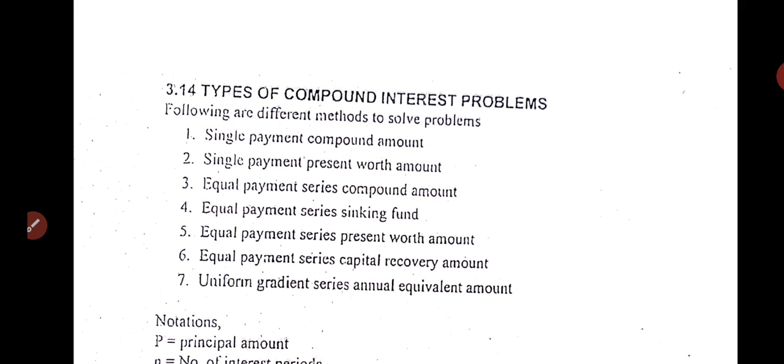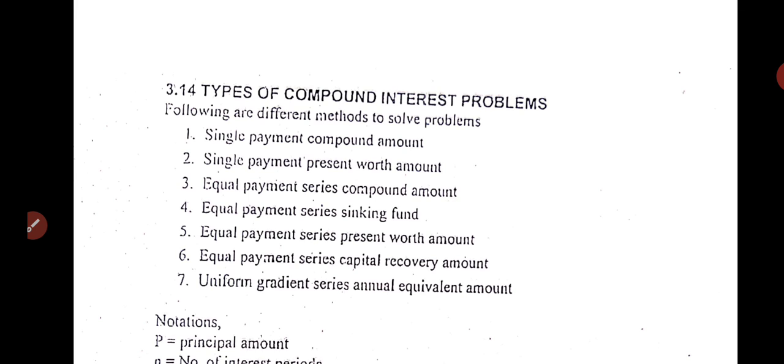Now this equal payment series sinking fund is about the future amount. Suppose I want 12 lakh rupees after the period of 10 years. How much should I invest every year at the interest rate of say 10%, for 10 years, so that I will get an amount of 12 lakhs at the end of the 10-year period? So this is the future amount, equal payment series sinking fund.